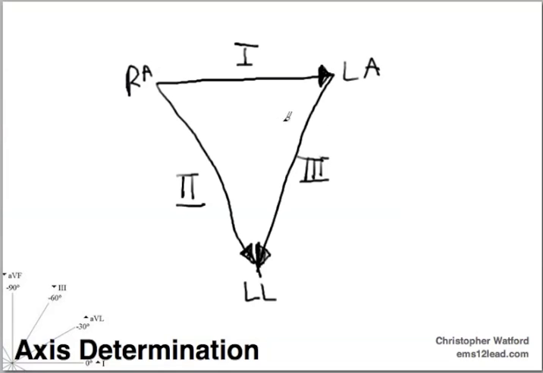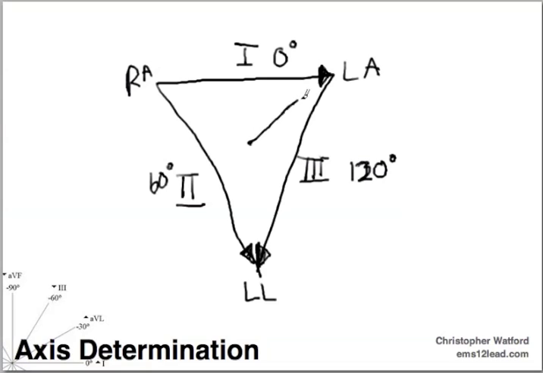If we wanted to, we could derive some sort of axial reference system, which we call the hexaxial reference system. Lead 1 is at 0 degrees. 3 is at 120 degrees, and 2 is at 60 degrees. About the origin, centered about the heart, if we were to imagine it in the center of a sphere.